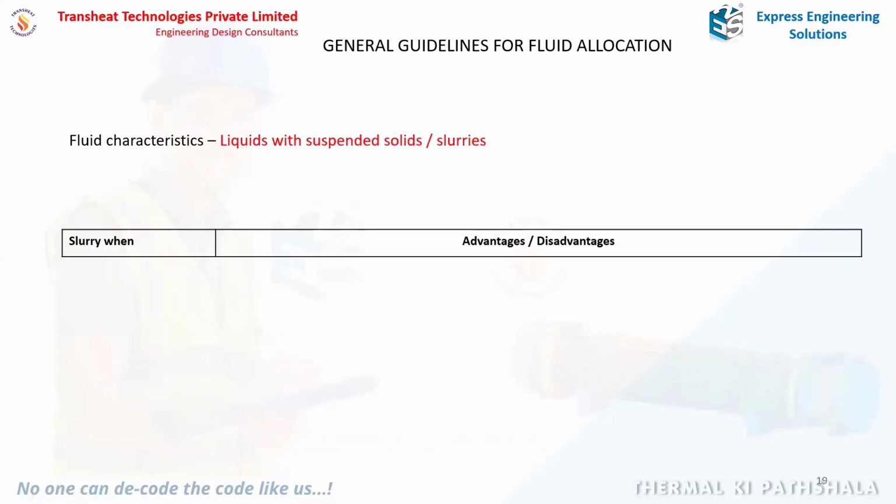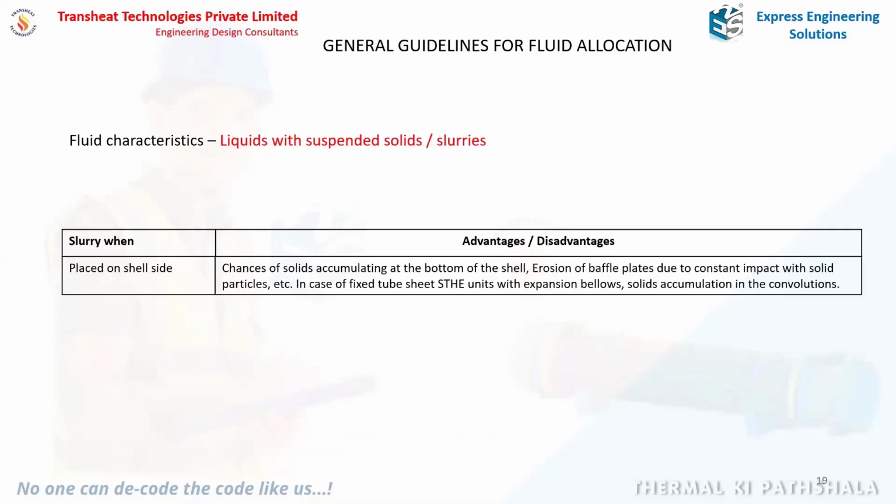Let's now see the next one, where you have liquid with suspended solids or slurry. What happens when you place such a fluid on the shell side? On the shell side, because of the presence of baffles, there are chances of solids accumulating at the bottom of the shell, as well as erosion of the baffle plate due to constant impact with the solid particles. And in case of fixed tube sheet exchangers with expansion bellows to take care of differential thermal expansion, there's a chance of accumulation of solids within the bellows also.